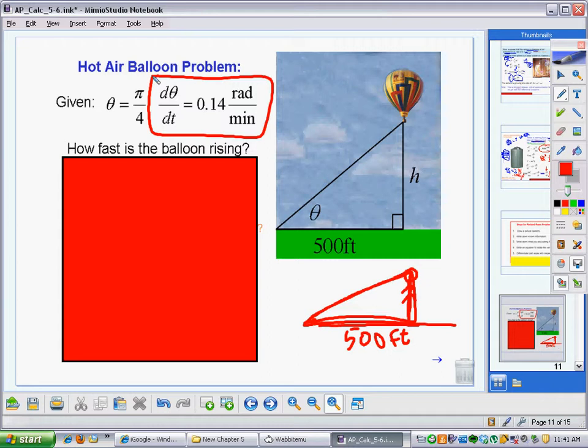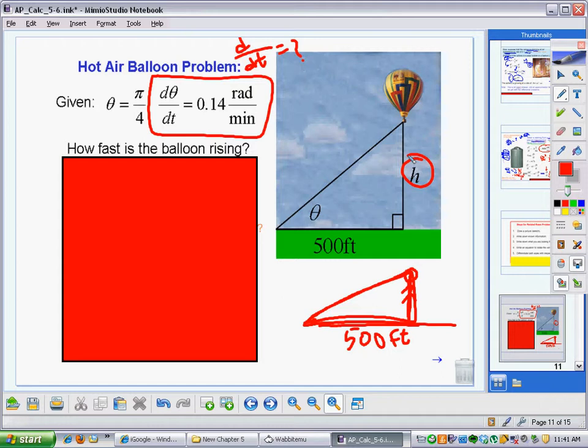This is a rate of change that they give you. They probably won't say d theta dt, but I'm starting early. They'd probably say the rate of change of the angle is 0.14 radians per minute. So how do you do this one then? How fast is the balloon rising? We need a d something dt equals question mark. D what dt? In my case, the way I labeled it is height.